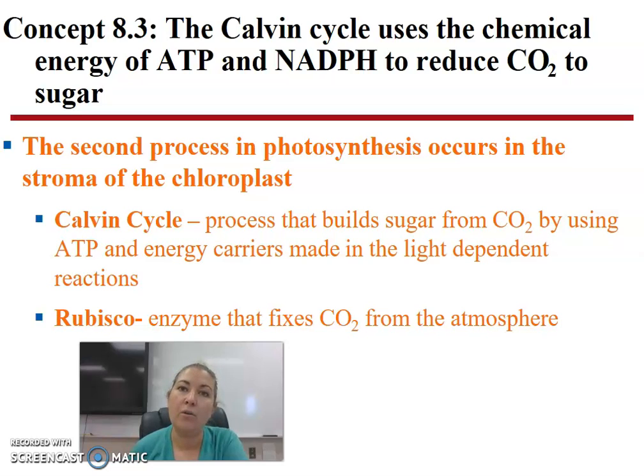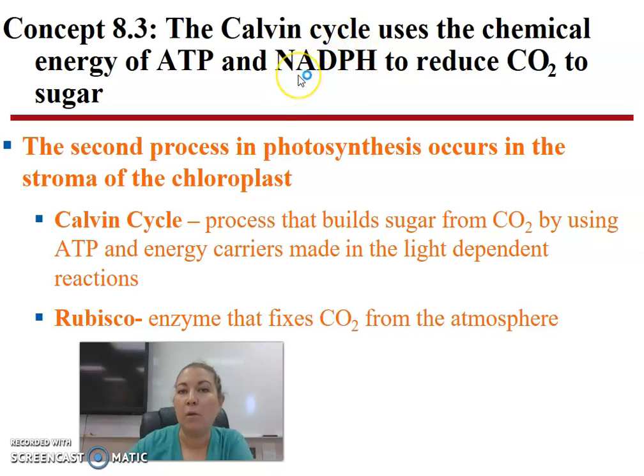The Calvin cycle is also known as the light independent reactions because they can actually function in the dark. As long as they have energetic molecules, ATP and NADPH, they can function without any light. One way to remember the difference between NAD and NADPH is that P, think of photosynthesis.